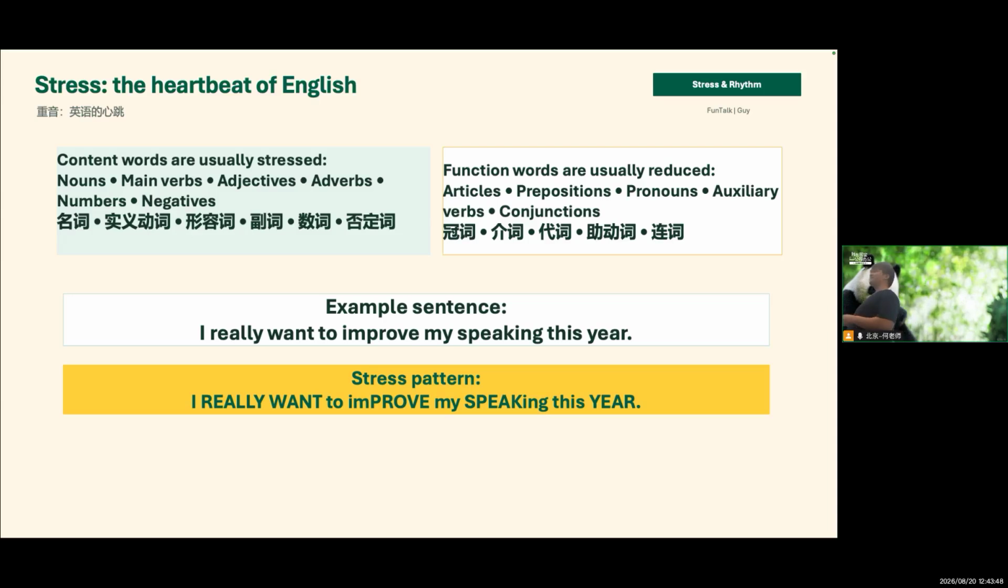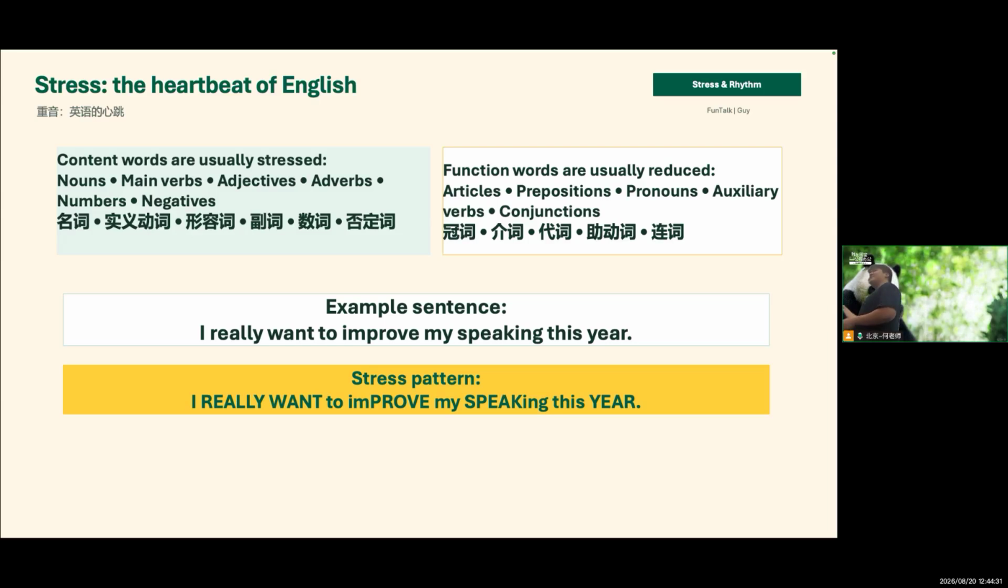So what does 重读 mean? It means that you will speak it slower and louder. And what's 轻读? 轻读 is over here. All these other ones, a lot of the small words like to, for, the. 轻读, you read it faster, quicker, and quieter. So just remember 重读 for nouns and verbs, and the rest you can read quicker and quieter.